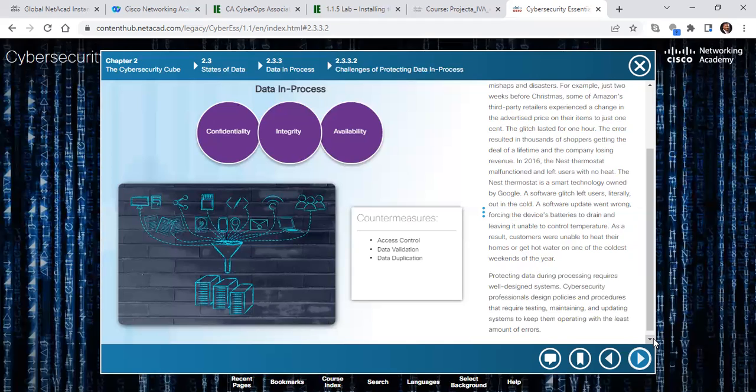Now, nobody knows if at that stage it was an attack, but they noticed that a software update went wrong, forcing the device's batteries to drain and leaving it unable to control temperature. As a result, customers were not able to heat their homes or get hot water on one of the coldest weekends of the year.